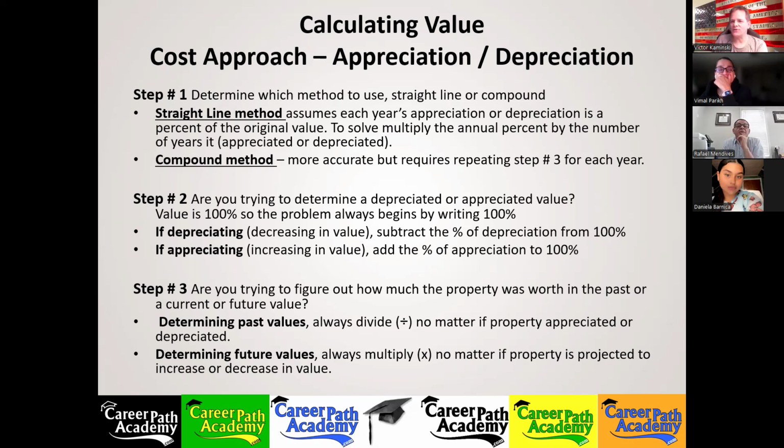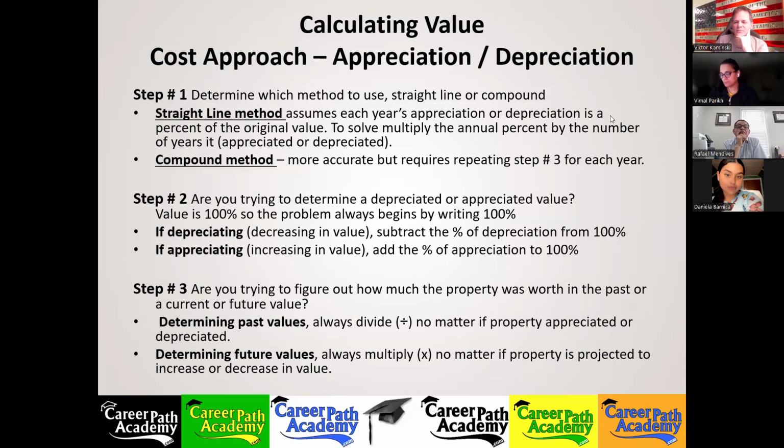So this is one of the steps, remember, when doing the cost approach. You've got to estimate the value of the land in this neighborhood, put to its highest and best use. Then you need to calculate the cost to construct that building. And then you need to calculate the depreciation on it. So this is one of the steps that the appraiser does in the cost approach.